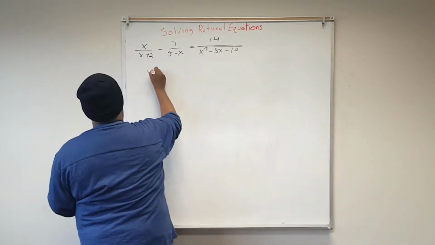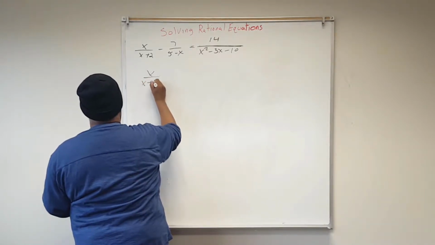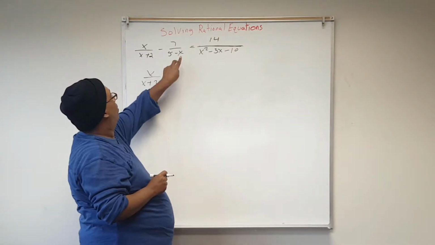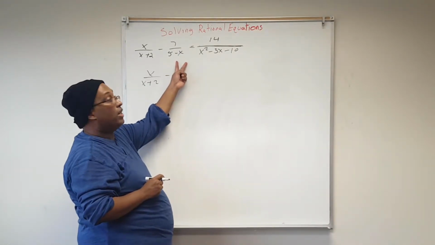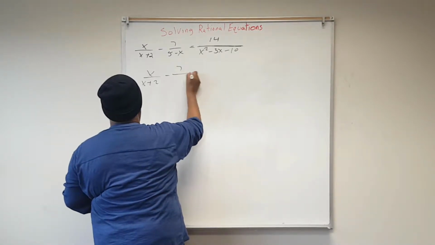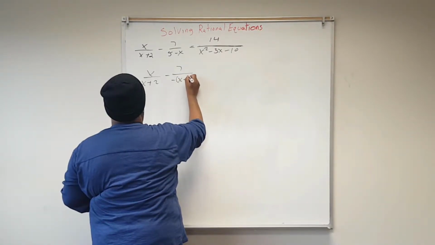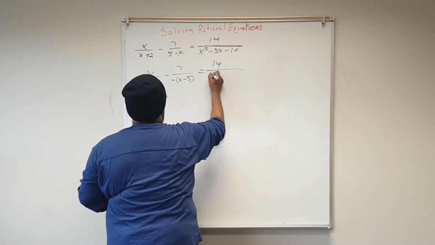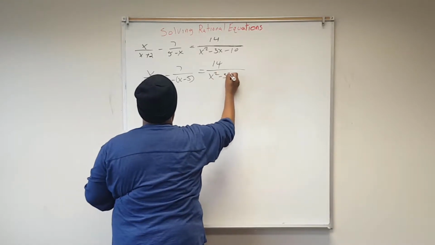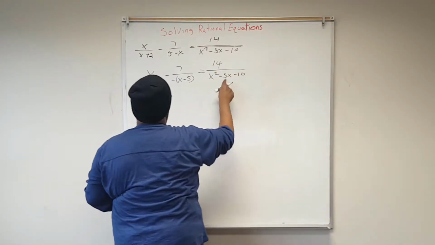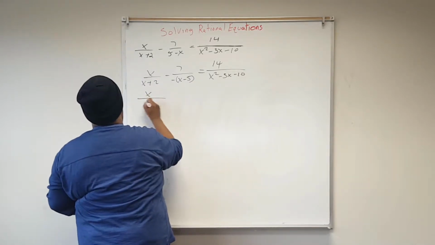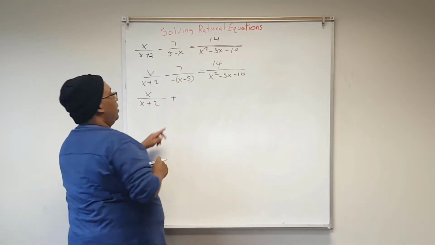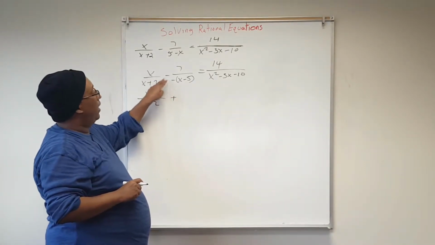So we have x over x plus 2 minus, but notice here we have a minus x. We can switch this around by factoring out a negative. So we have 7 over minus x minus 5 equals 14 over x squared minus 3x minus 10. We're going to factor that. We get x over x plus 2. Negative times negative is a positive. These two negatives make a positive.